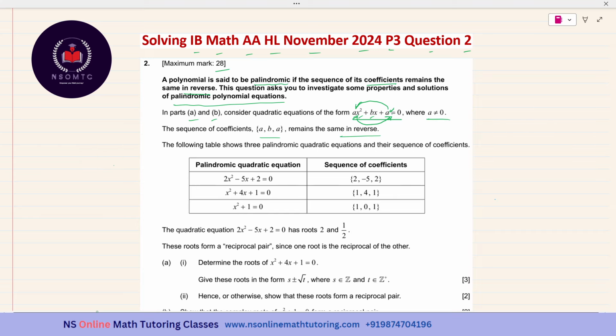The following table shows 3 palindromic quadratic equations and their sequence of coefficients. 2x squared minus 5x plus 2 equal to 0, the sequence is 2, minus 5 and 2. x squared plus 4x plus 1, the sequence is 1, 4, 1. And x squared plus 1 equal to 0, the sequence is 1, 0, 1, because this is x squared plus 0x plus 1 equal to 0.